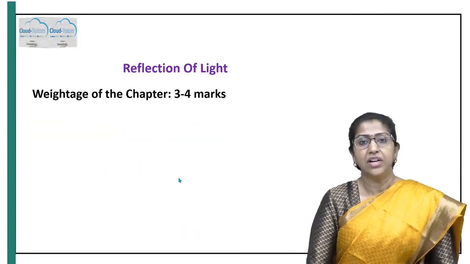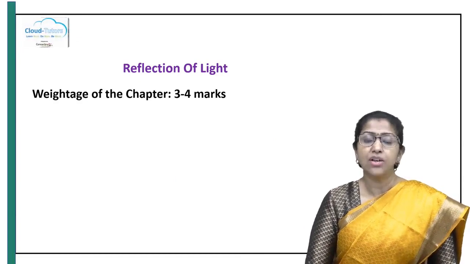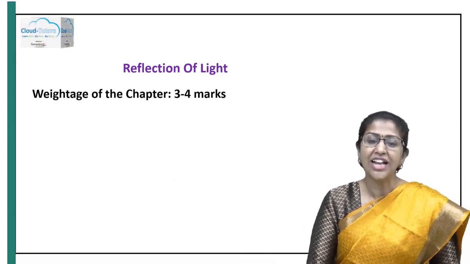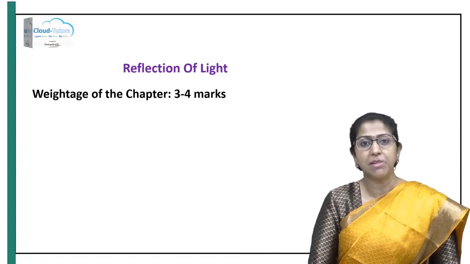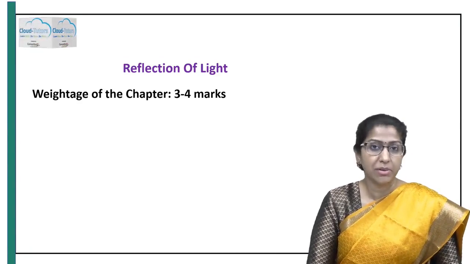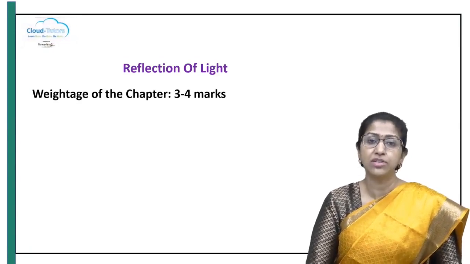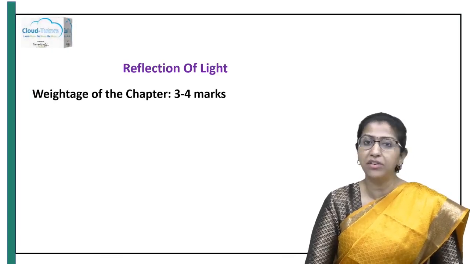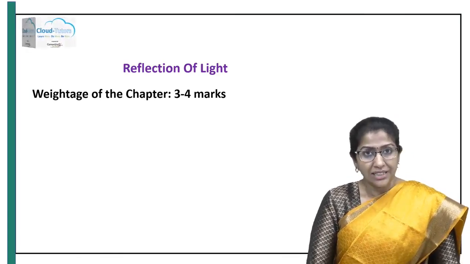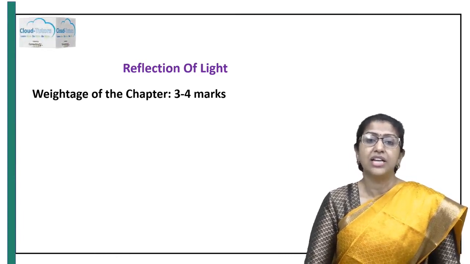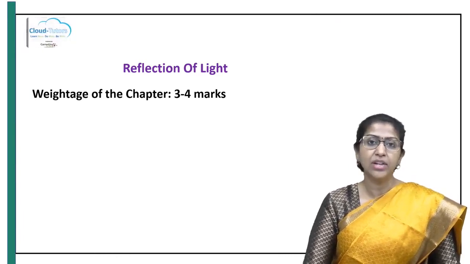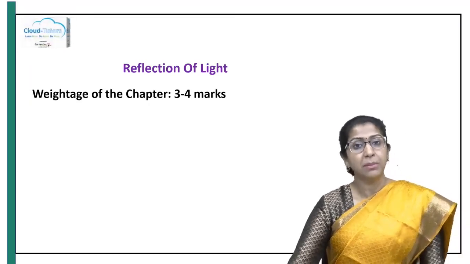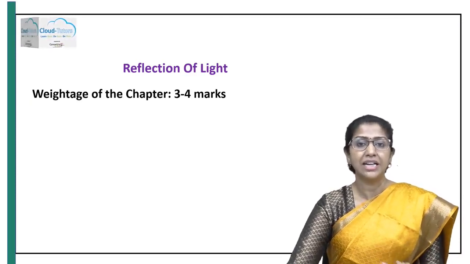So, as I already mentioned, light as a whole chapter weighs around 7 to 10 marks. When I say weighs around, it just means 7 to 10 marks of questions may appear from the entire chapter of light, which includes reflection of light by plane mirrors, spherical surfaces, refraction of light, all of these topics. The topic of reflection of light in particular has a weightage of around 3 to 4 marks.